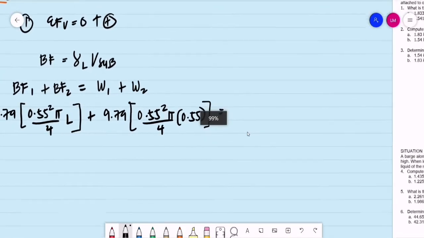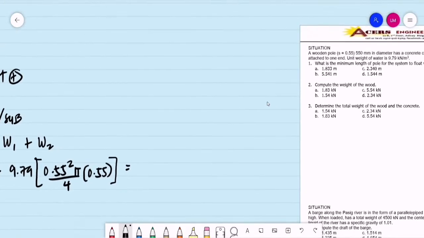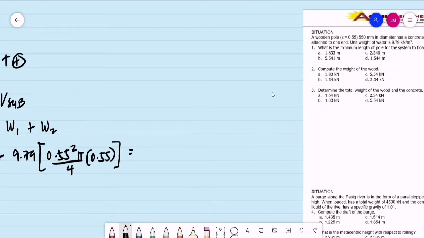the weight of the wood. So, ano ba yung specific gravity ng wood? 0.55. So, gamma, that is 0.55. Gamma water is 9.81 sana kung hindi given. Pero yung given is 9.79. Yung volume ng wood is 0.55 squared pi, this is divided by 4 multiplied by the length. Yun nga, dahil hindi pa natin alam yung length.